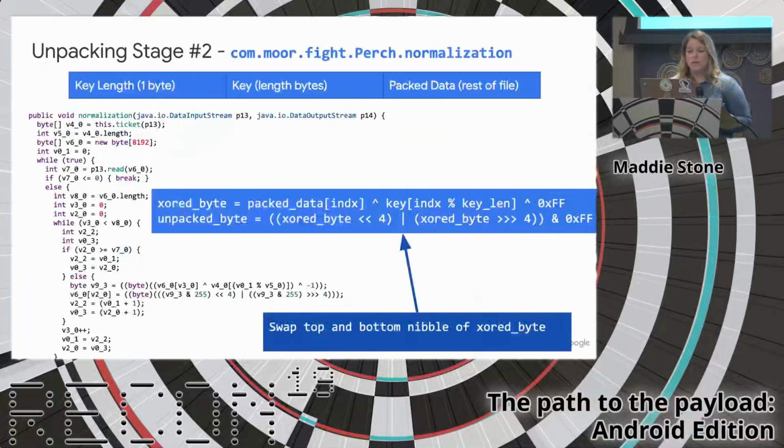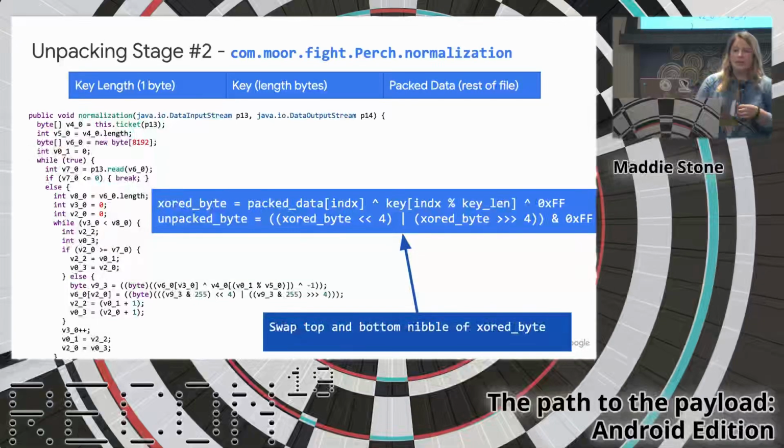And in more detail, this is what it looks like to unpack it. Our packed file has a very short, simple header. The very first byte of the header is the key length. Then the key follows after that for that number of bytes. The rest of the file is then the packed data.